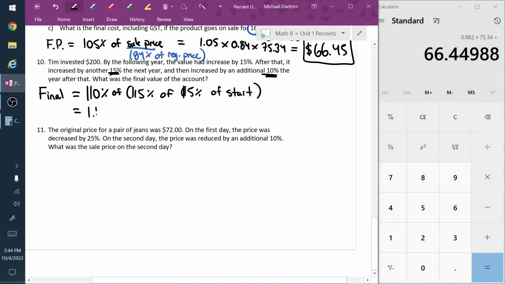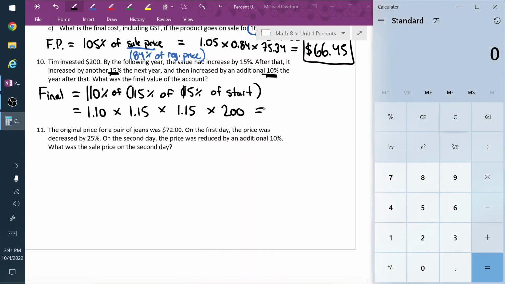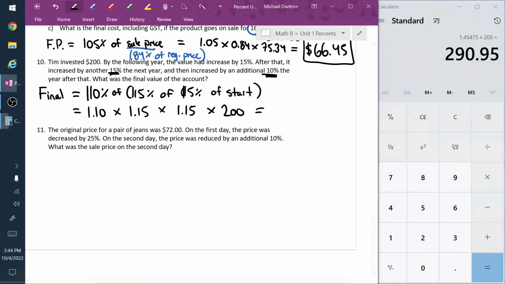110% is 1.10 as a decimal. 115% is 1.15 as a decimal. 1.15 for the other 115 as well. Then our starting number was 200. Let's multiply all of that out. 1.10 times 1.15 times 1.15 times 200 gives me 290.95. So after those 3 years with those values, we're going to have $290.95.